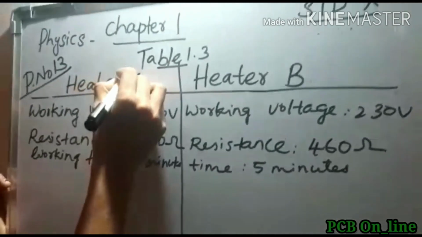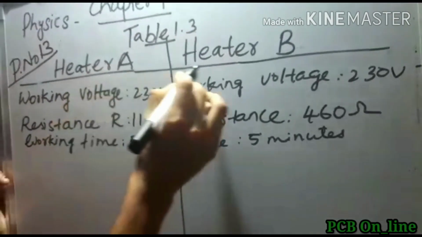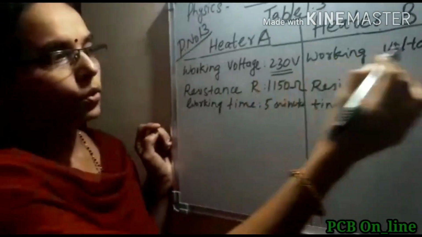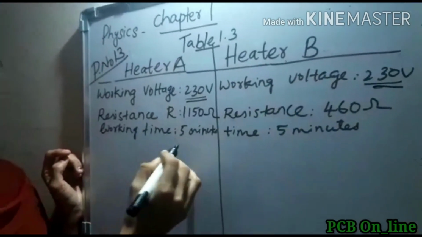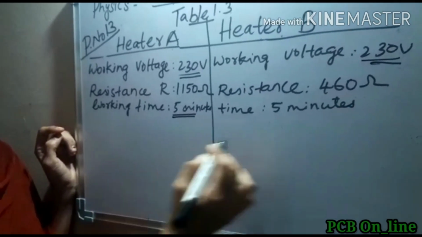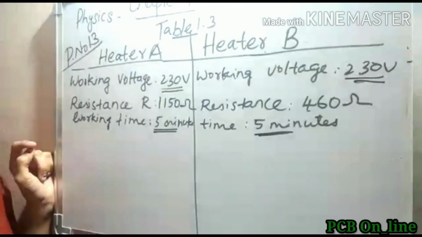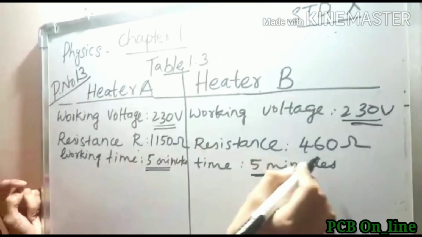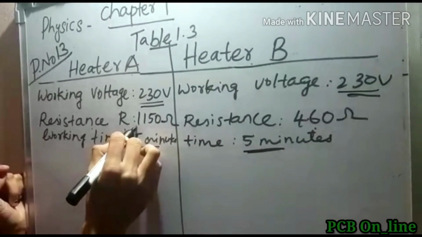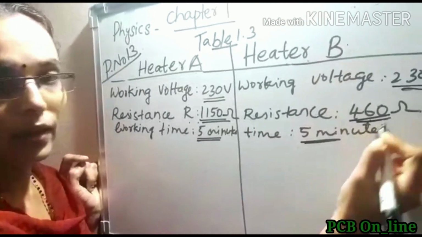Now, table 1.3 in page number 13. Here, two heaters, heater A and heater B, are given. Each is working with 230 volt. The same voltage is given to two heaters, and they are worked for a time of 5 minutes. Here also heater B is working for 5 minutes. The only difference is that the resistance of the heating coil of heater A is 1150 ohm and the resistance of heater B is 460 ohm.